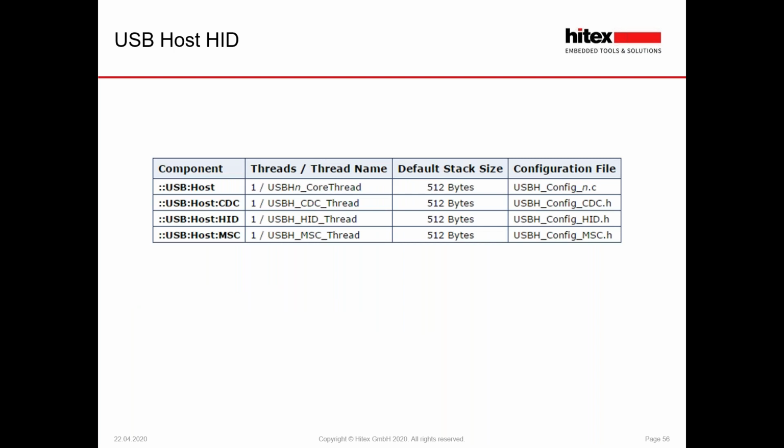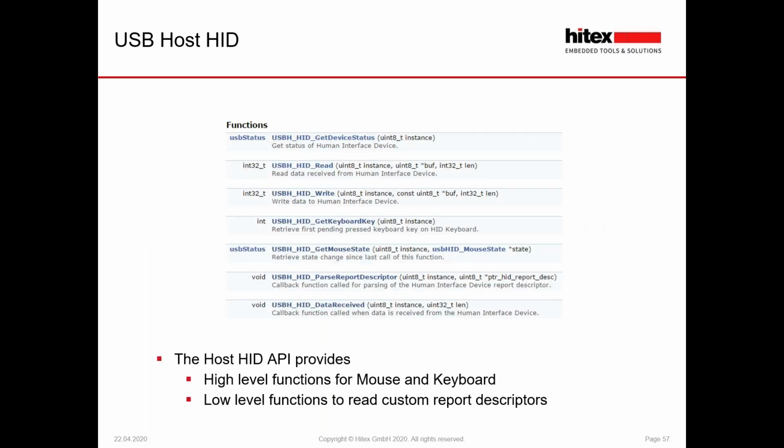Again, we should be aware of the number of threads that we're going to create. There's the core thread, and then we have to remember there are going to be additional threads depending on the classes that we're using. And again, we just have to have that memory available. Within the HID, we can do a similar get device status. Again, we need to have another little process running to detect the connection of HID devices.